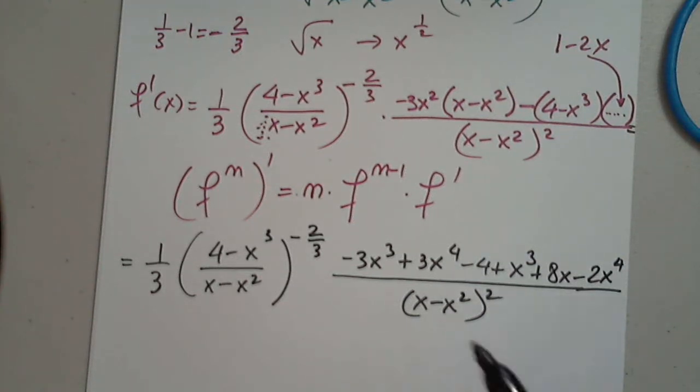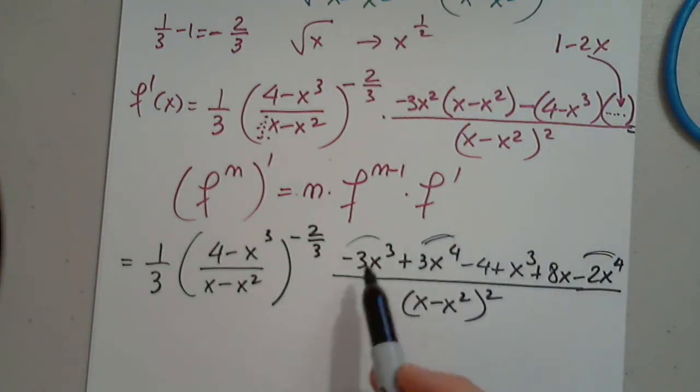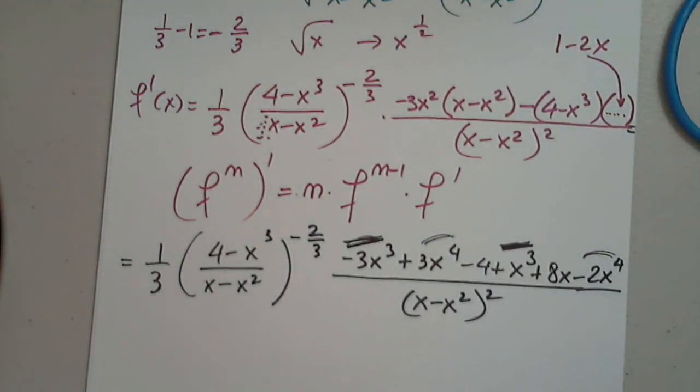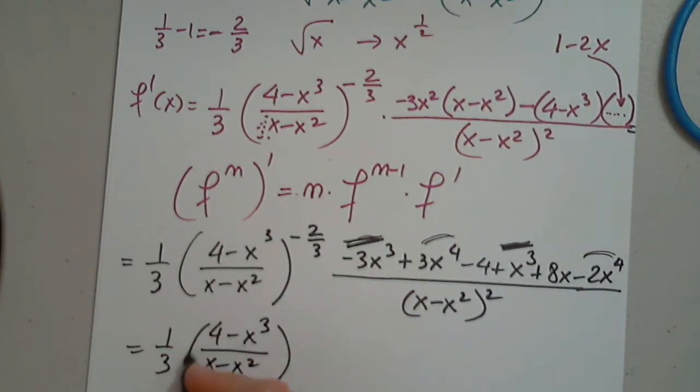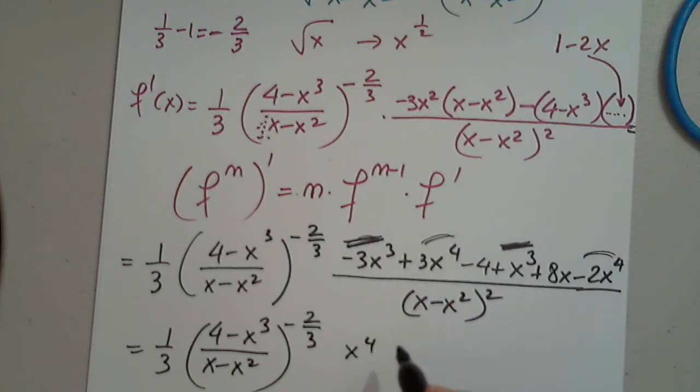Okay, so the only thing I can do is just combine these two. Combine these two. And then combine these two. So then I have 1/3, 4 minus x cubed over x minus x squared to the negative 2/3. And I start with this. So this is x to the fourth. Then I have minus 2x cubed plus 8x and minus 4.